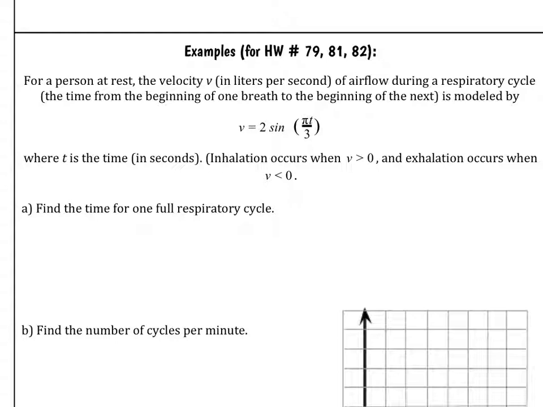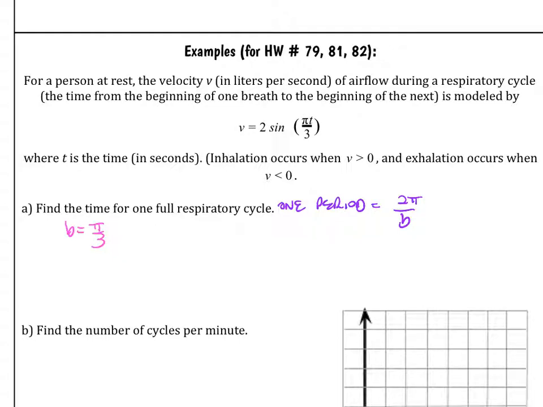Inhalation occurs when v is greater than 0, and exhalation occurs when v is less than 0. So we're supposed to find the time for one full respiratory cycle. That's one period. We're looking at sine, so one period is going to be 2 pi over b. So we have to identify what b is. b is pi over 3.